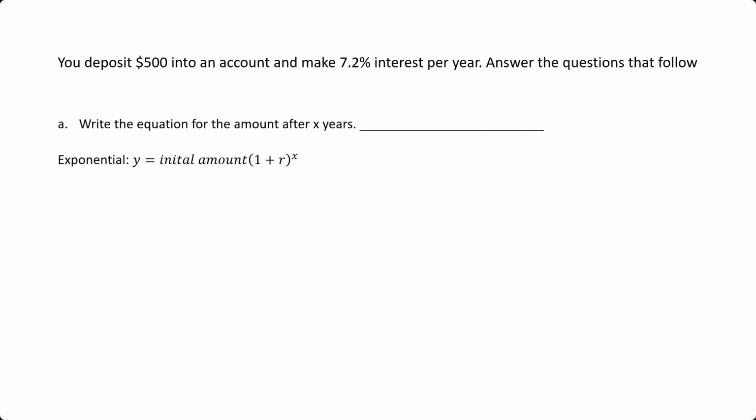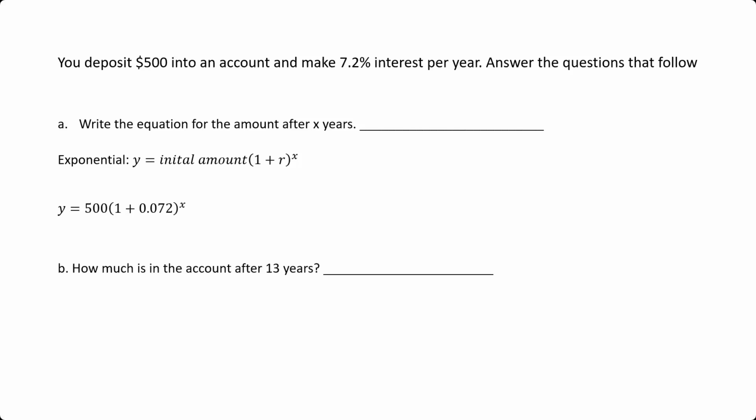What do we have to remember when we're plugging in r? Treat it as a decimal. How do you get 7.2% to a decimal? Divided by 100, or move the decimal to the left 2. And our initial amount would be the $500 deposit. Now, you don't have to have 1 plus, you could just add them, 1.072 would be fine also. Any questions on the equation?